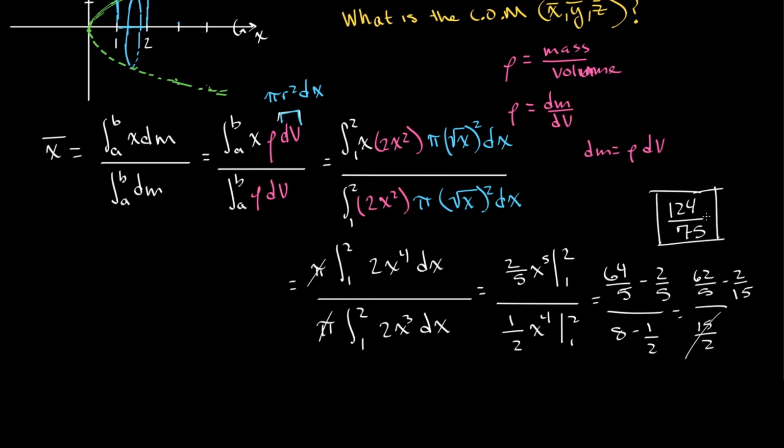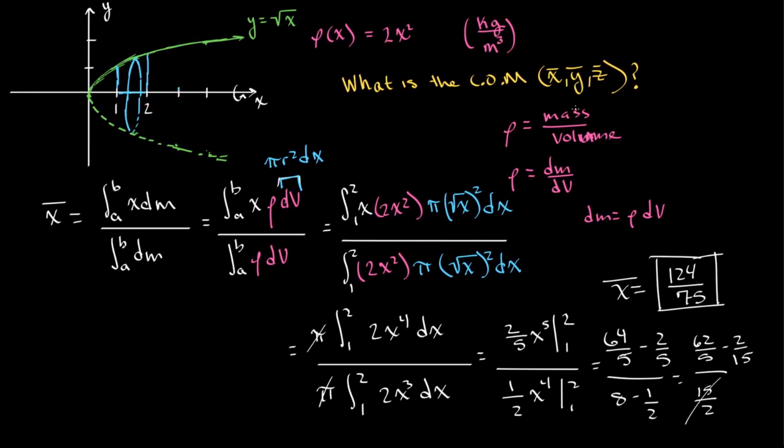But this is our x-coordinate. This is our x-coordinate for our center of mass. So this is x bar. And in the next video, we're going to talk about what the y and z coordinates of this center of mass are. But if you've already calculated them, you don't need to calculate them again. We're going to talk about that in the next video. This is our center of mass. Our center of mass is going to be 124/75. And then the y and z coordinates are both going to be 0. And we'll talk about why that is in the next video.